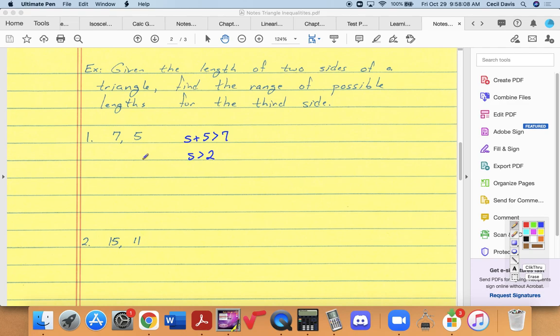Well, what if it was the long side? If it's the long side, the two short sides are 7 and 5, right? So 7 plus 5 has got to be greater than L. I'm going to use a capital L because if I use a lowercase l, it looks like a 1. So the long side has to be less than 12, or 12 has to be greater than L. Let's just write it as an inequality. 2 is less than x is less than 12.